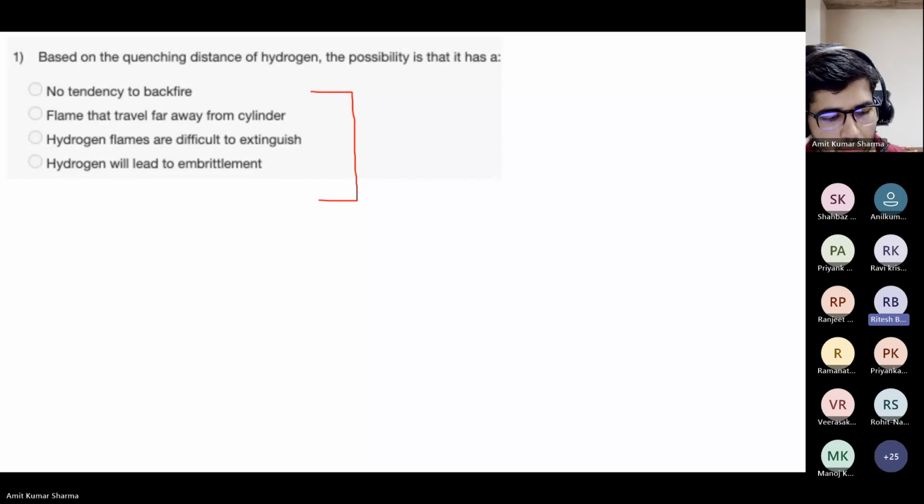Hydrogen will lead to embrittlement because hydrogen is very reactive to metal. Okay. And its size is very small, which is also a reason for embrittlement. Hydrogen flames are difficult to extinguish. So we have one answer, D. Option number 3: I think more students are towards option number 3. So what is this quenching distance representing? Anybody?